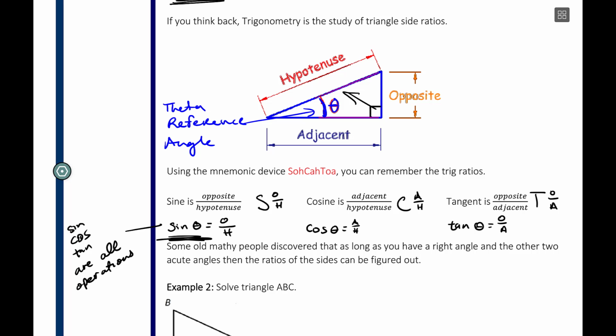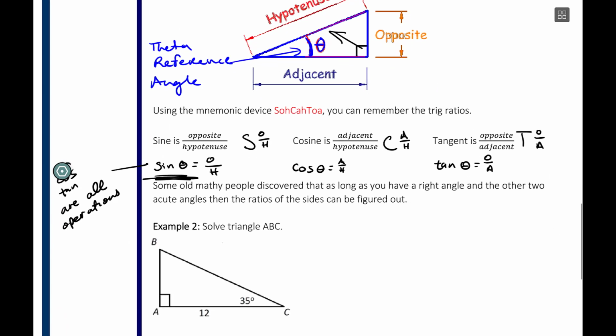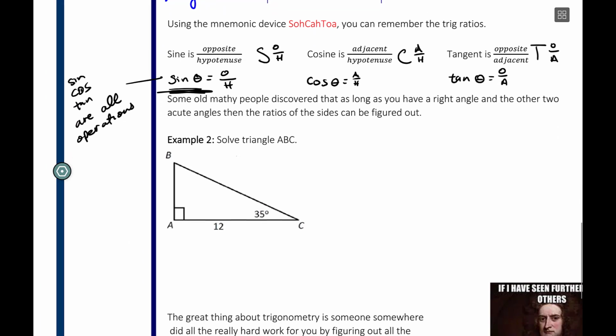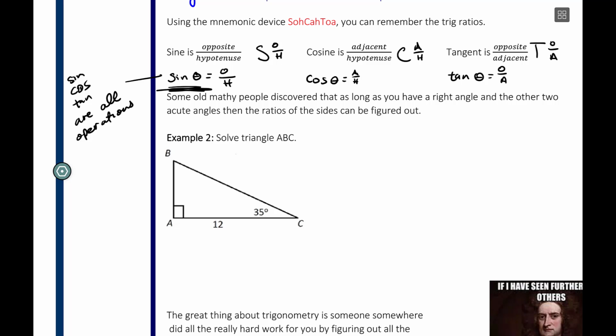All right. Now, some old mathy people discovered that as long as you have a right angle and two other acute angles, then the ratios of the sides can all be figured out. So now we can solve this arbitrary, nerdy geometry style question. We have a right angle here that we know is 90 degrees. Then I have another angle that's 35 degrees. Then I have a third angle, which is unknown. But I know that 90 and 35, plus my unknown angle, are supposed to add up to 180 degrees. And if I do some quick mental math, I can see that that's indeed 55 degrees.